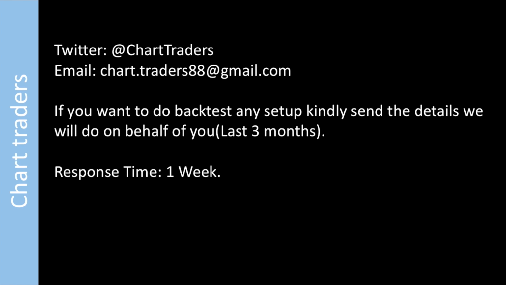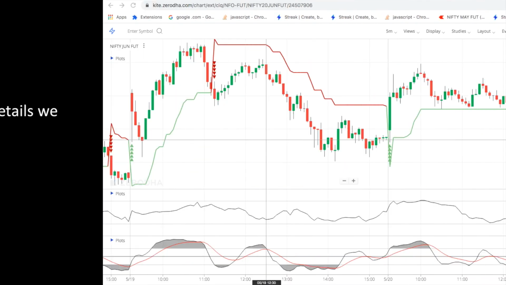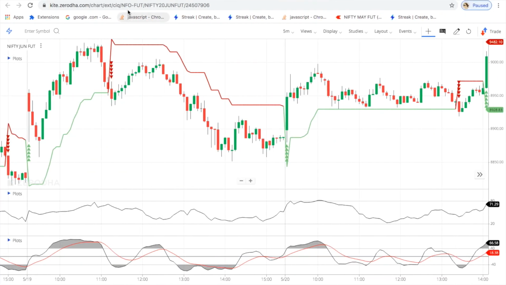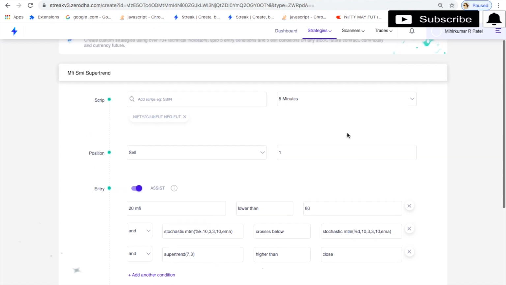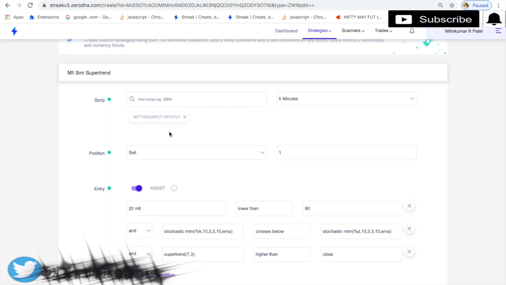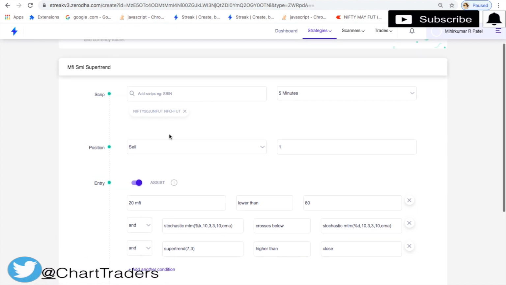So now we are going to analyze this technique in Streak. If you don't know what Streak is, just watch my video introduction to Streak. The link is given below in the description box. Okay, so I am going to apply it on Nifty Futures and analyze the performance and accuracy of the given trading setup. So the script is Nifty Futures 5 minute chart.